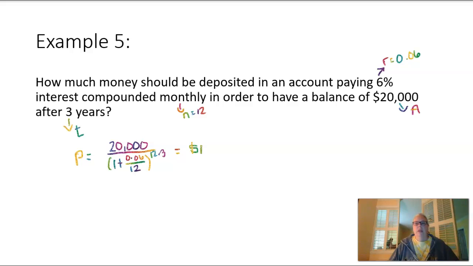And this is giving me $16,712.90. So this is what you need to have in your pocket right now in order to open up an account at 6% interest that's paying you monthly, and you can save it for 3 years. You should have about $20,000 at the end.